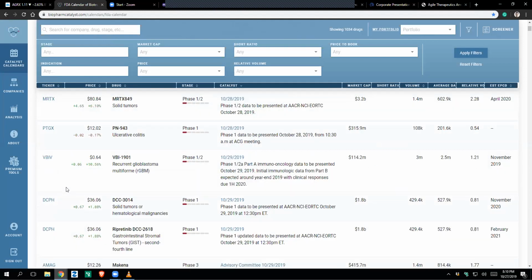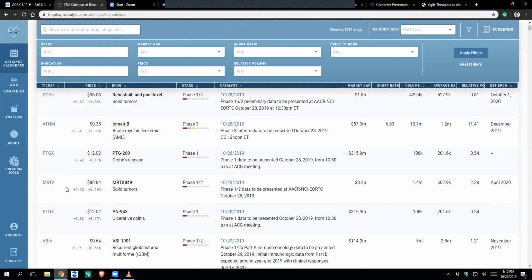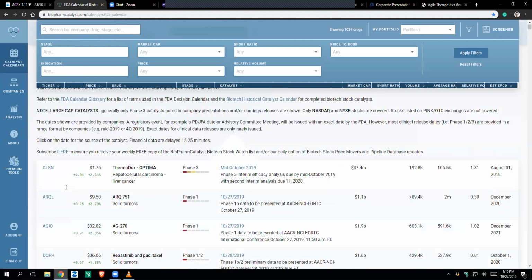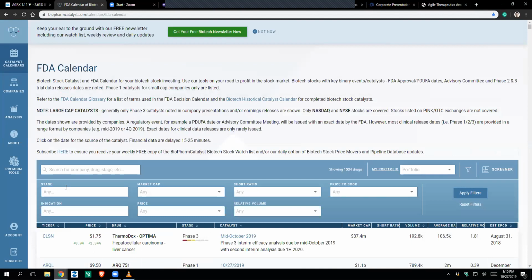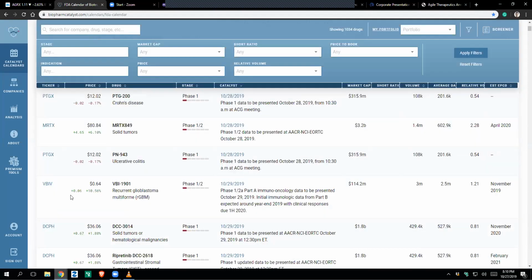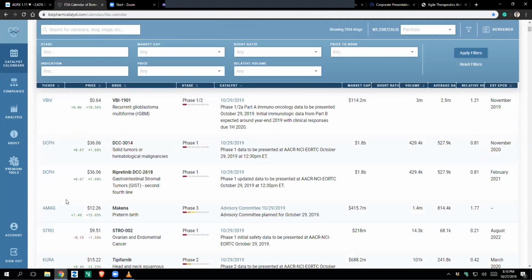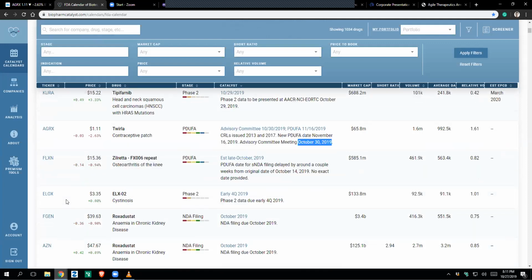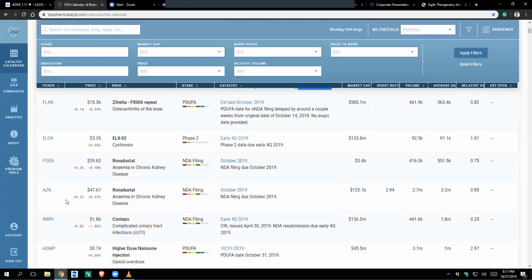So three stocks we have picked so far, which are run by small decisions. If that's not going above 1% in each of them, they might be very high risk. I mean, clinical data and adcoms cannot be predicted. So DCPH, the second one is Kura, the third one is AGRX. So I'm going to pick up small positions in them on Monday.